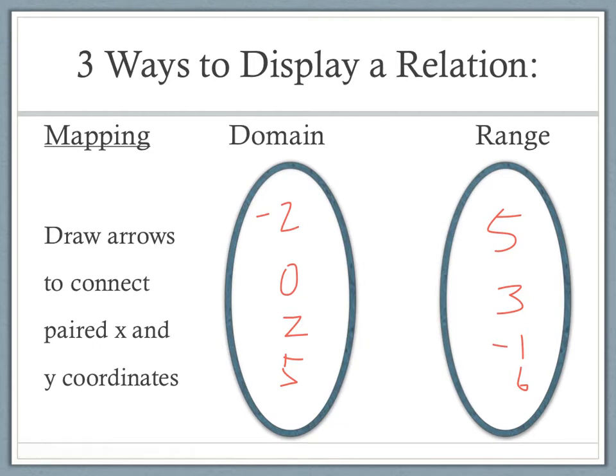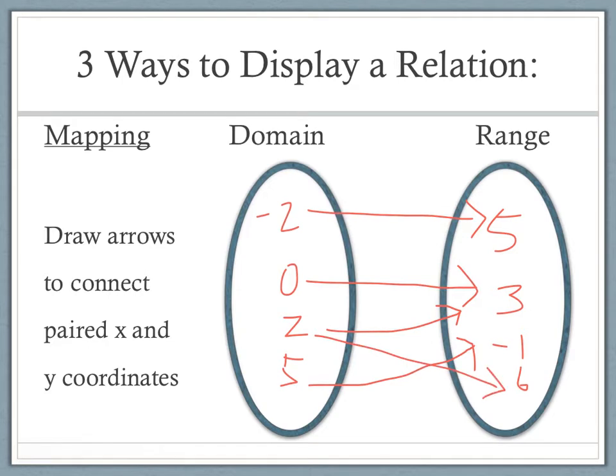Okay, so mapping is just going to say what goes to what. So -2 went to 5, okay, 0 went to 3, 2 went to 3, 5 went to -1, and 2 also went to 6. Okay, that's a mapping diagram.